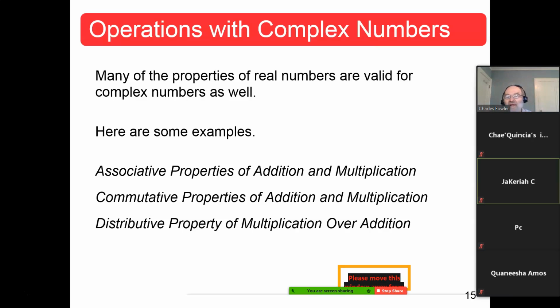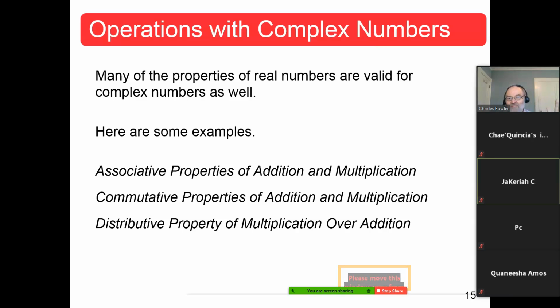It doesn't matter which way you group things. If you're adding or multiplying three complex numbers together, it doesn't matter which way you group them. They will all work out the same. Also, the distributive property of multiplication over addition. We've already been doing that, believe it or not. When we were distributing our signs across the parentheses, we were using the distributive property of multiplication over addition. So those are examples that still work.